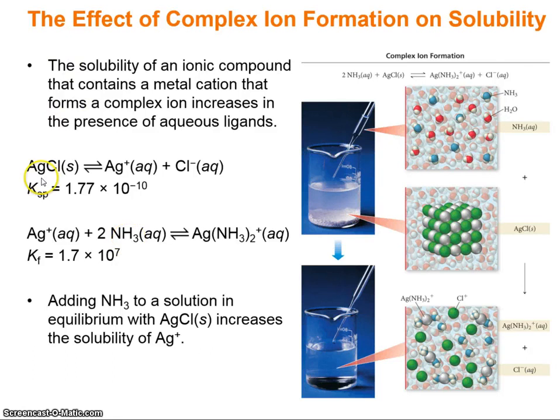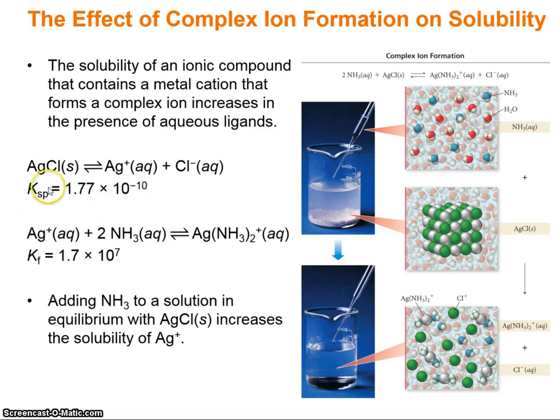So I've got AgCl solid and Ag plus and Cl minus. Well, if I can pull away some of this Ag plus by forming a complex, what does Le Chatelier's principle say? It should move it to the right. I should make less of this and more of this. So if I can somehow get rid of this, by pulling it away and forming a complex, I should shift it to the right.